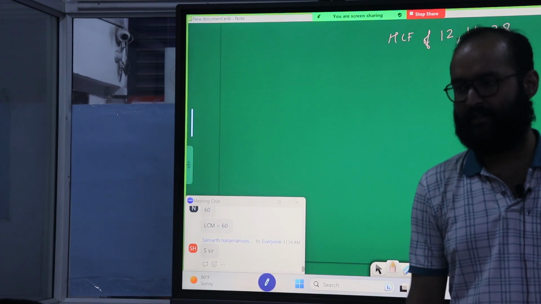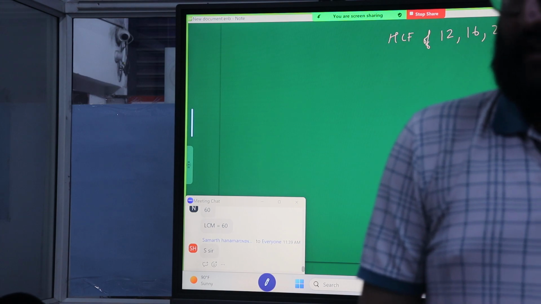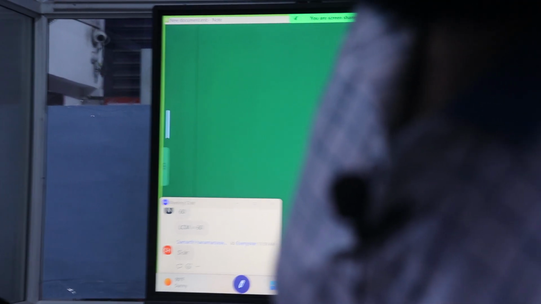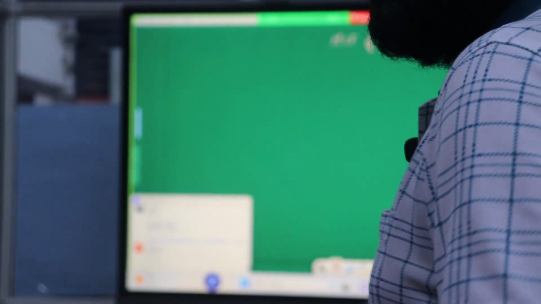You can find the HCF of 3 numbers using the division method. You can either use the prime factorization method or you can use the division method. Now I'll show you using the division method.